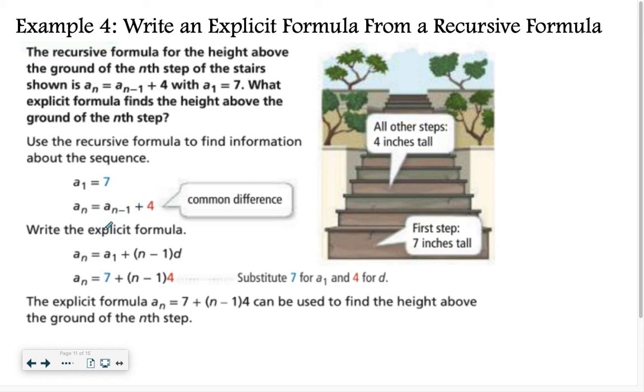So what we would do is take that information we know, because our common difference is 4, and just plug it into the explicit formula. So our first term is 7. So I'm going to say a of n equals 7 plus, and then n minus 1 times 4. And you can simplify that formula even a little further. So I would have 4n minus 4, so a of n equals 3 plus 4n. And that is all you have to do. So that's just combining what we've already learned into yet another word problem about stairs.